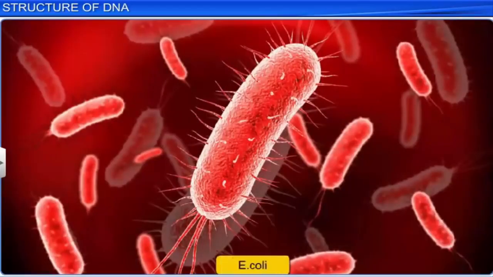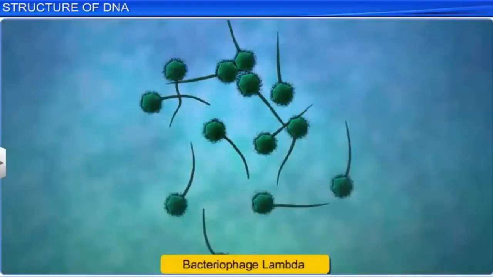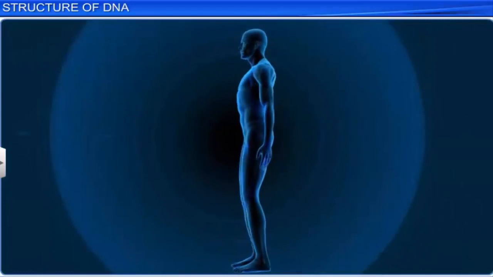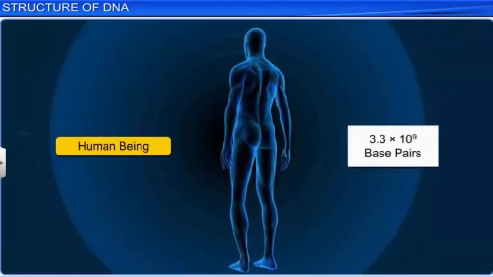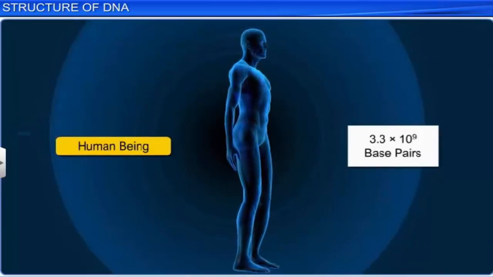For example, E. coli has 4.6 × 10^6 base pairs, and bacteriophage lambda has 48,502 base pairs, while the haploid content of human DNA has 3.3 × 10^9 base pairs.